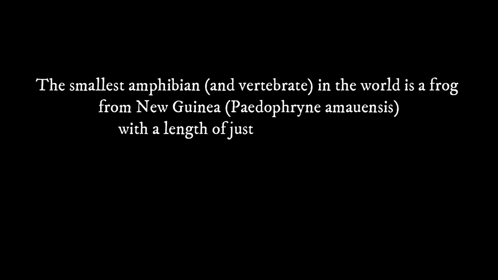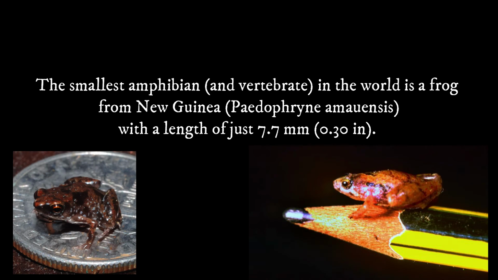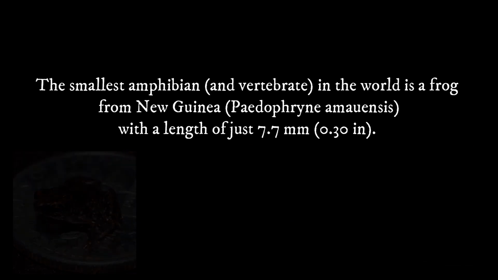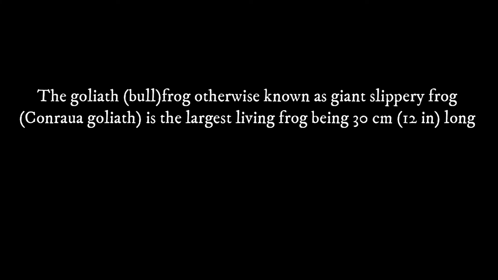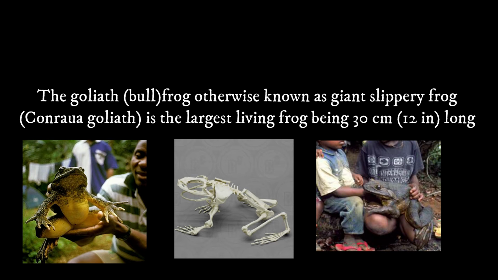New Guinea's Paedophryne amauensis is not only the world's smallest frog, it is also the smallest amphibian and vertebrate, with a length of just 7.7 millimeters. The largest living frog is 30 centimeters long and is called the Goliath bullfrog, otherwise known as the giant slippery frog.